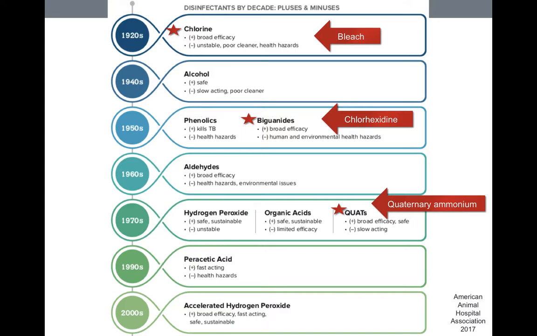A more recently developed type of disinfectant is called accelerated hydrogen peroxide. It is fast-acting, has a very broad spectrum of activity, and kills many organisms that other disinfectants might miss, including Pseudomonas, canine parvovirus, and bacterial spores. It is safe, sustainable, and can also act as a detergent, so it can be utilized for both cleaning and disinfection.